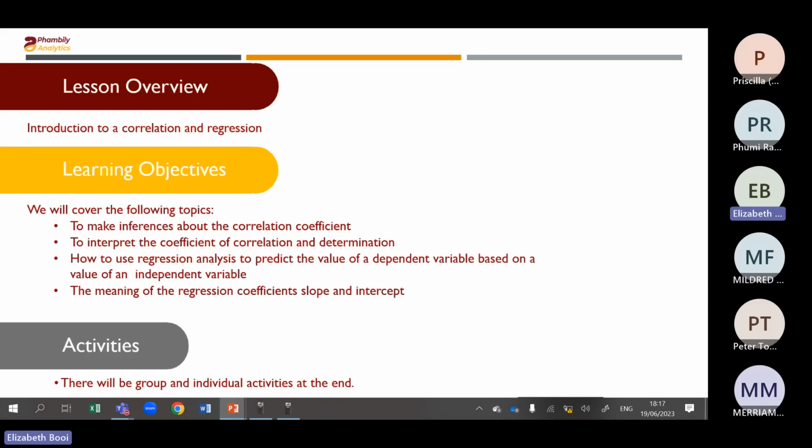Okay, so by the end of the session, you should at least know how to interpret and how to calculate the coefficient of correlation, and also how to calculate and interpret the coefficient of determination. You should also know how to find the regression line, or to calculate the slope and the intercept of your regression. And sometimes you need to also know how to interpret them.